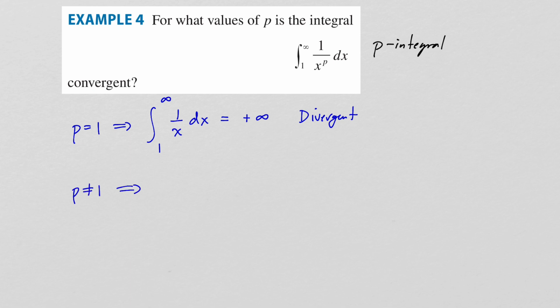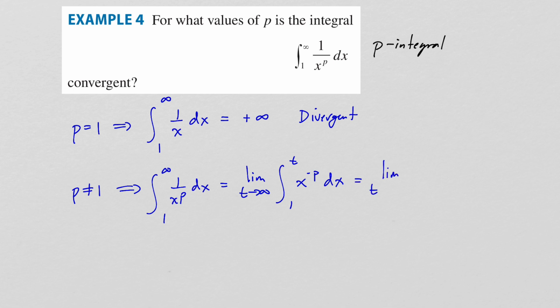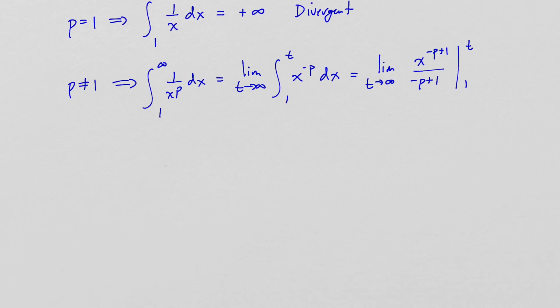If p is not equal to 1, then you have the integral from 1 to infinity of 1 over x to the p dx. By definition, this is the limit as t goes to infinity of the integral from 1 to t. And I'm going to change 1 over x to the p as x to the negative p. This will allow us to find the integral more easily. So we have the limit as t goes to infinity. The antiderivative is x to the negative p plus 1 divided by negative p plus 1 from 1 to t.